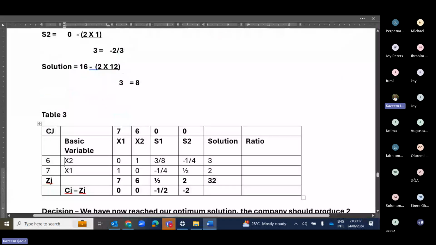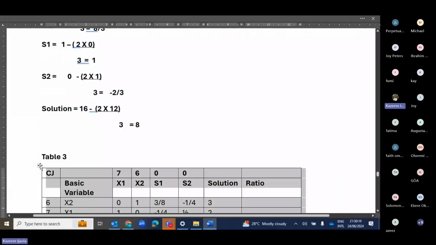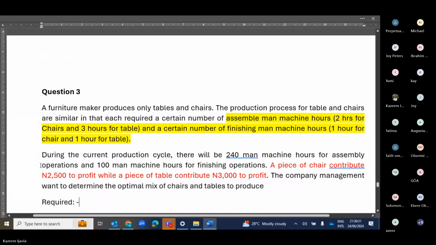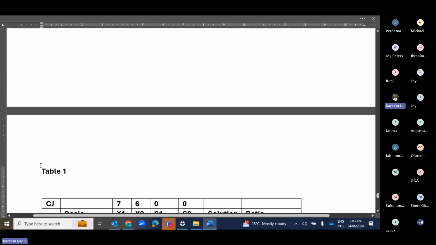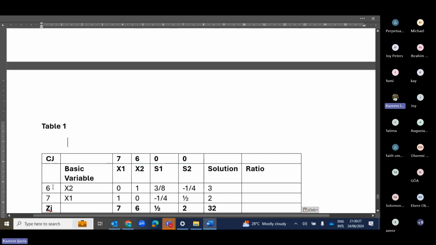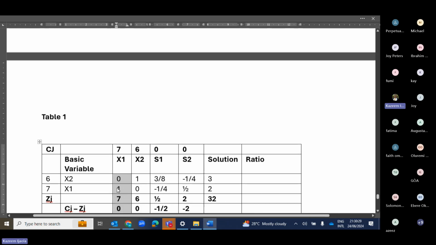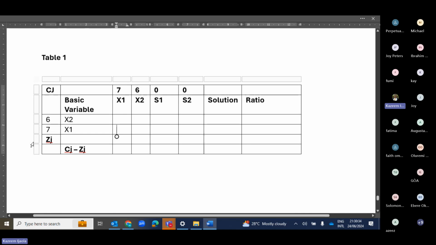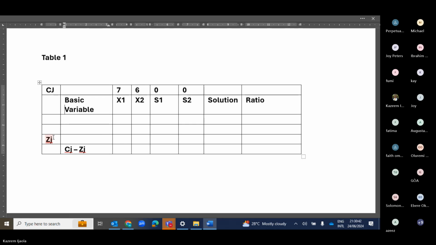Permit me to bring the table format, which I already prepared here. So this is my table. I will bring my table here. Now, let me empty everything that is here, because it's a new question. I'm emptying everything. So now this is how your blank table looks, normal.